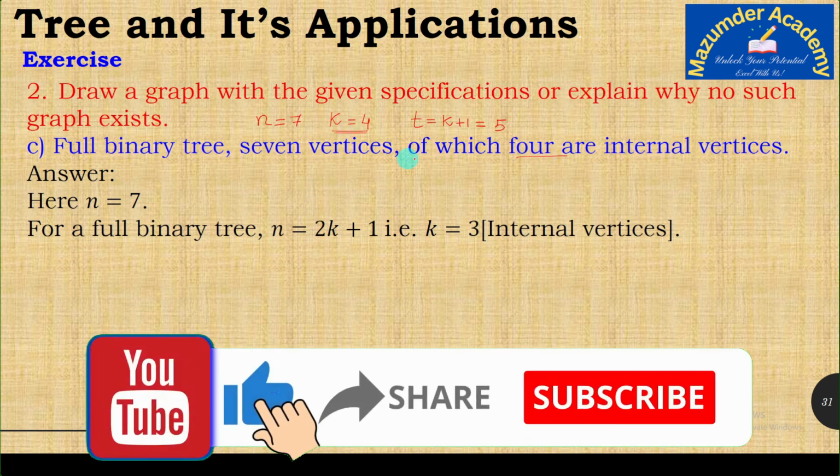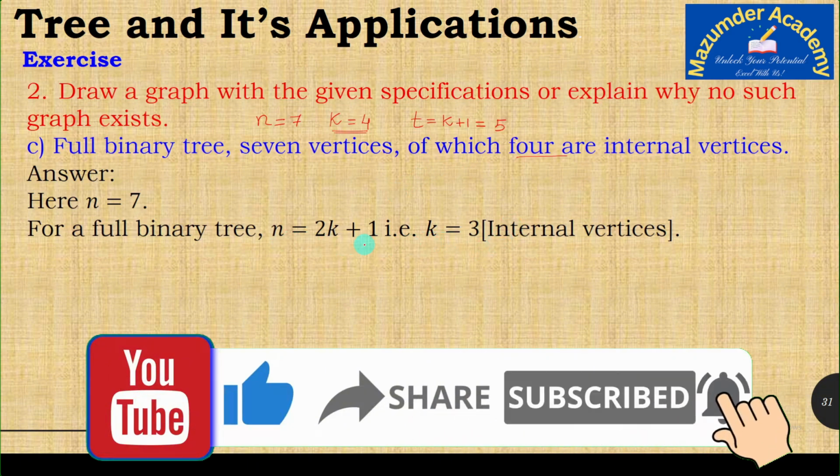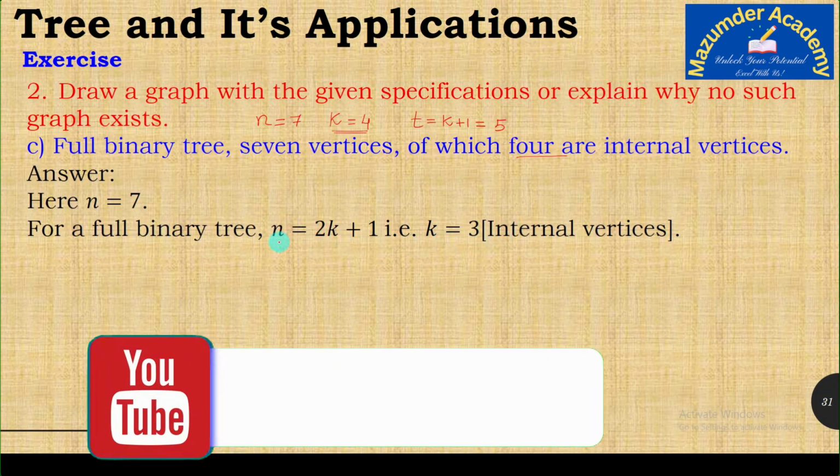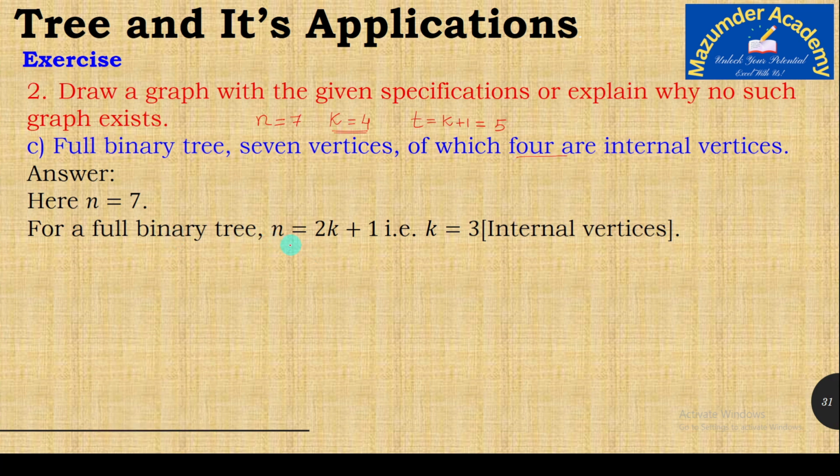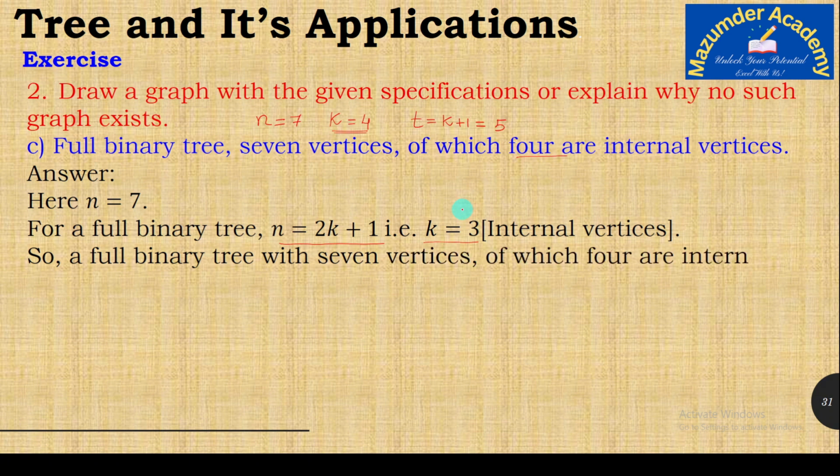So as per the rule it is not possible, because as per the rule, if there are n vertices and it is a full binary tree, then n must be equal to 2k plus 1. So using this rule we can work out, and finally we can get k equal to 3, but they are mentioning k equal to 4, so no such graph exists. Okay, so not possible.